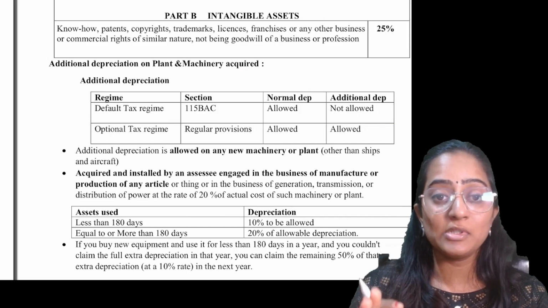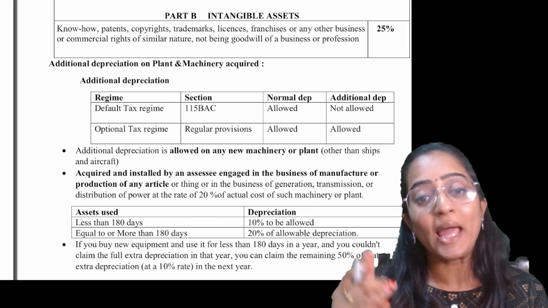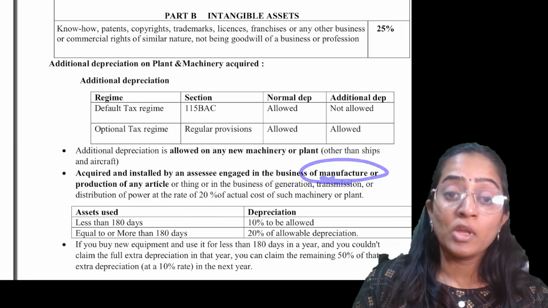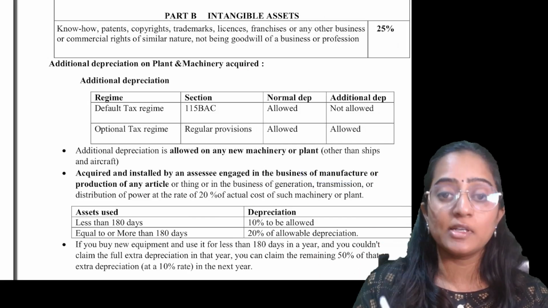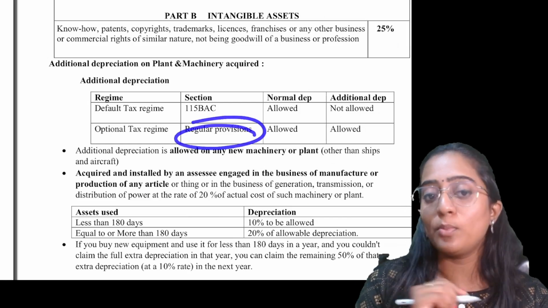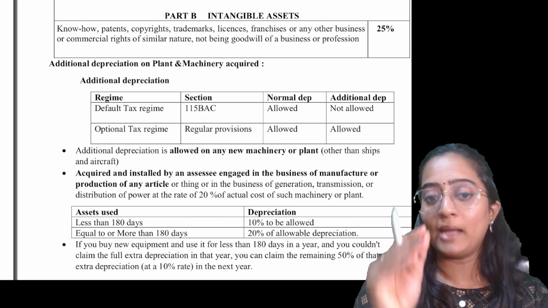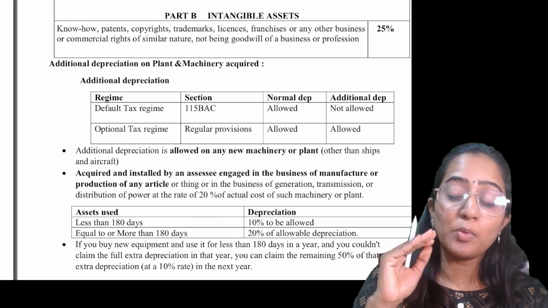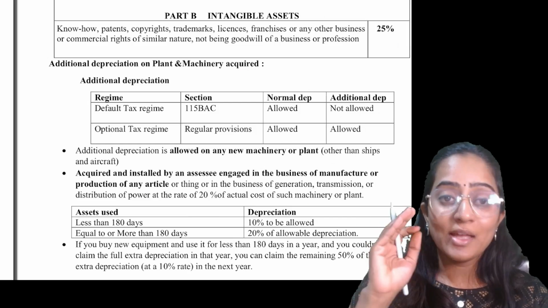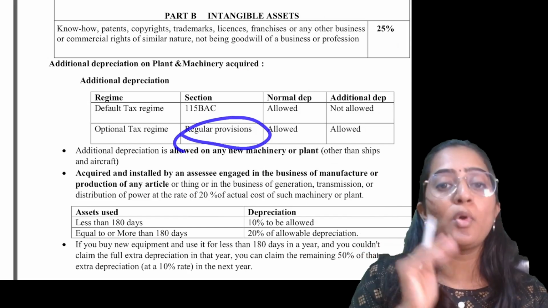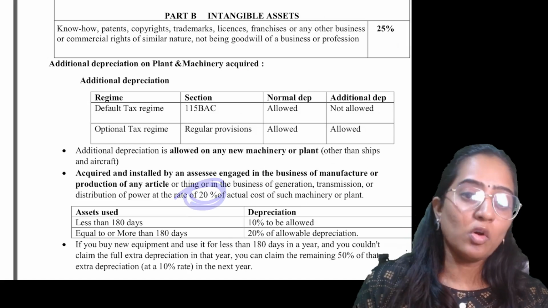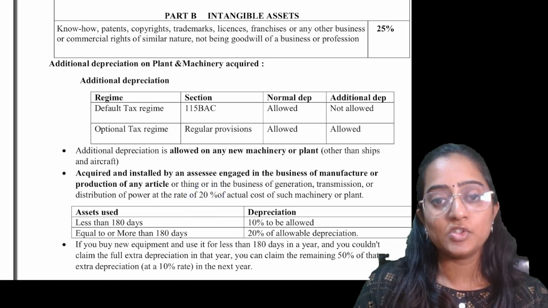First of all, additional depreciation is allowed only on new plant and machinery. That too for the manufacturing unit only. If you're a manufacturing unit buying some furniture, you can't take additional depreciation even though you're coming under regular provisions. Remember, it has to be plant and machinery only, and you have to be in the business of manufacturing or production of some goods or articles only. And you have to consider regular provisions only. Only then you can claim 20% of the actual cost of machinery as the depreciation.